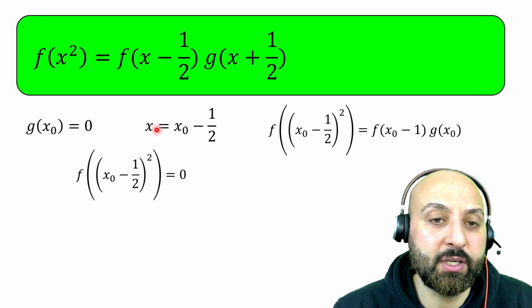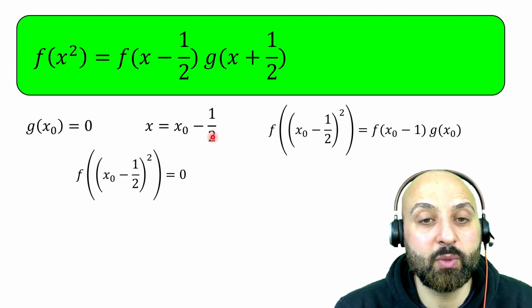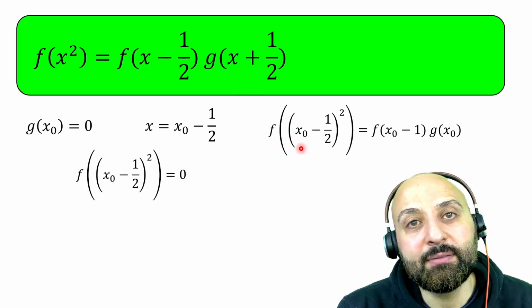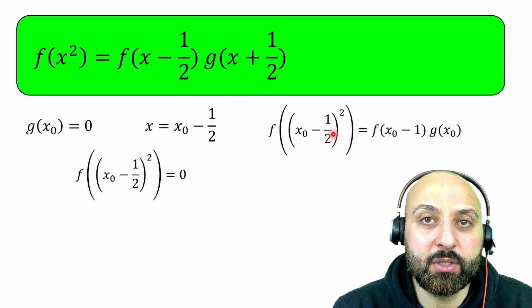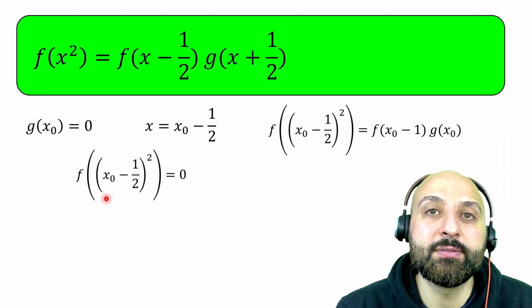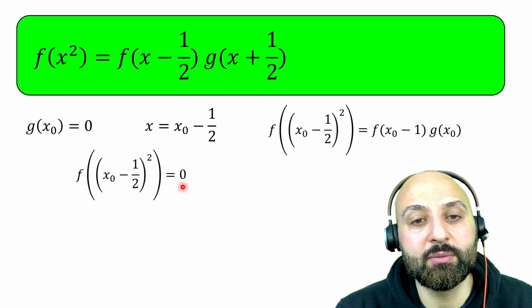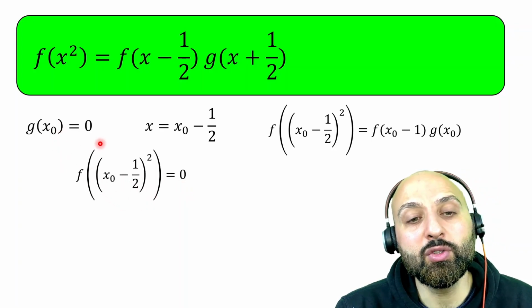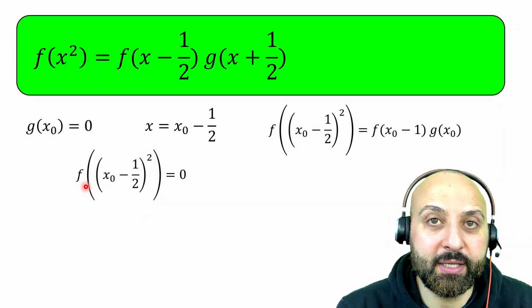In that case, we consider a new root, x0 minus 1/2, because we want to make this side equal to 0. In that case, f((x0 - 1/2)^2) becomes f(x0 - 1) times g(x0). This is 0. Therefore, f((x0 - 1/2)^2) becomes 0. So if g(x) has a root, we also find another root for f(x).